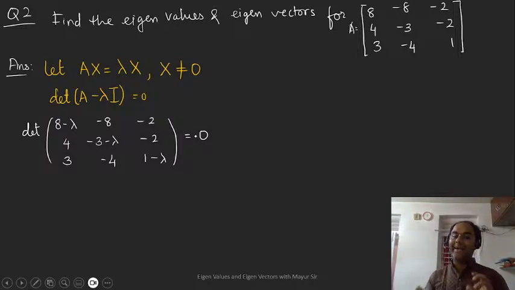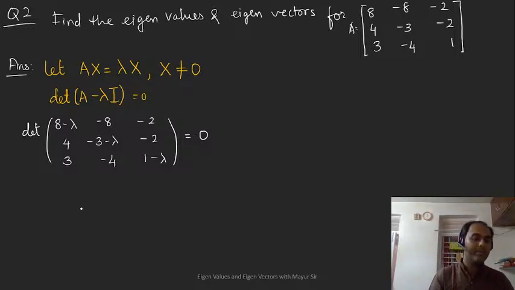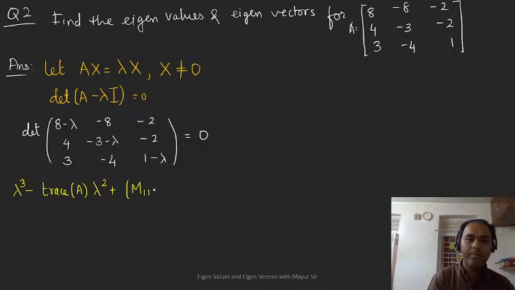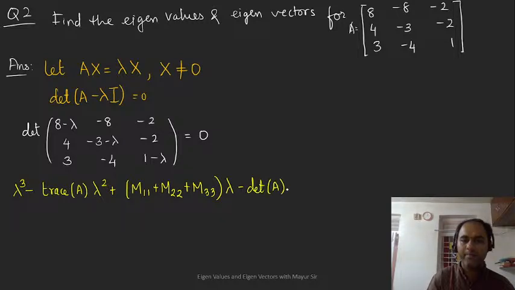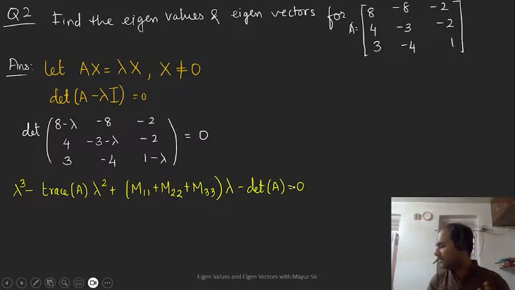Now you write the characteristic equation formula that I gave you in the beginning. Okay, so you have written down that formula, so we'll use that formula now. Lambda cube minus trace A lambda square plus m11 plus m22 plus m33 lambda minus determinant of A, okay, equals to 0. This is the formula we had written down.